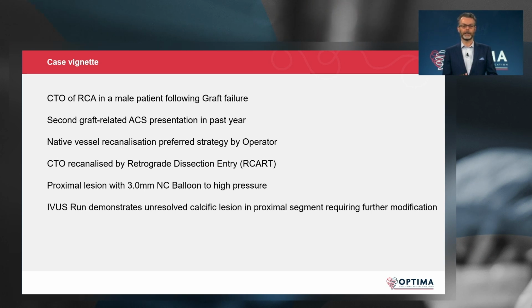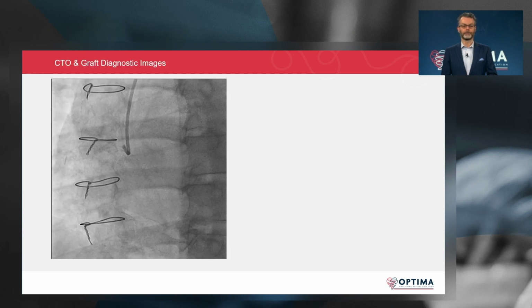Where we join the case is that a proximal lesion has been treated with a 3.0mm balloon at high atmospheric pressure. We're going to have a look at the IVUS runs, which show a calcific lesion in the proximal segment requiring further modification. You can see first of all the still angiogram, where you can actually see the coronary calcium. And we know from our studies at the start that if we see coronary arterial calcium, then that's a significant finding, and it's likely to result in stent underexpansion if we don't adequately modify it. You can see that there in the proximal right coronary artery.